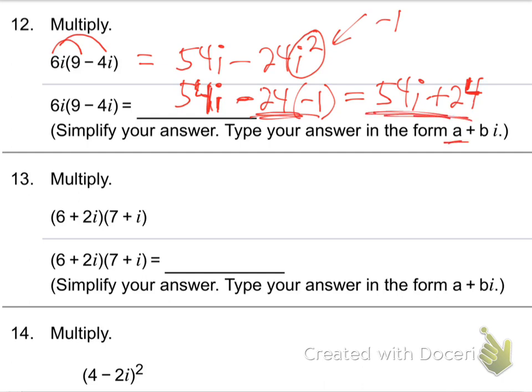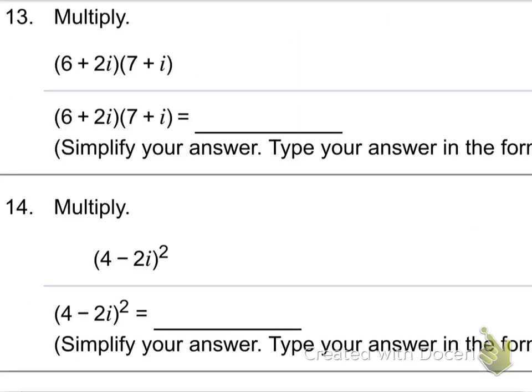They want you to type it in the form a plus bi, which means they want the real part first and then the i thing after. So they actually want you to go 24 plus 54i in that order. That's what they actually want. So that's how you type it in. When they say a plus bi, they mean the real part first and the i thing at the back. Okay, let's try number 13.